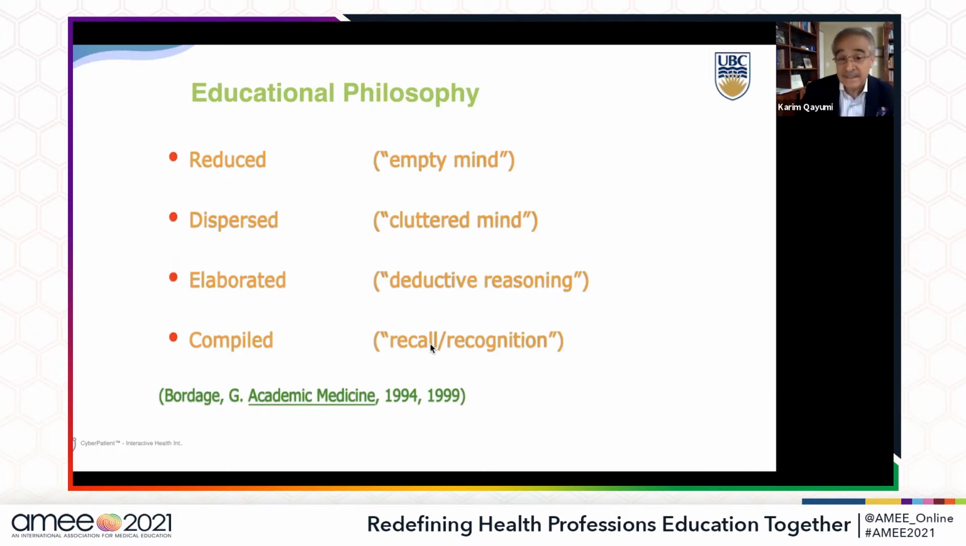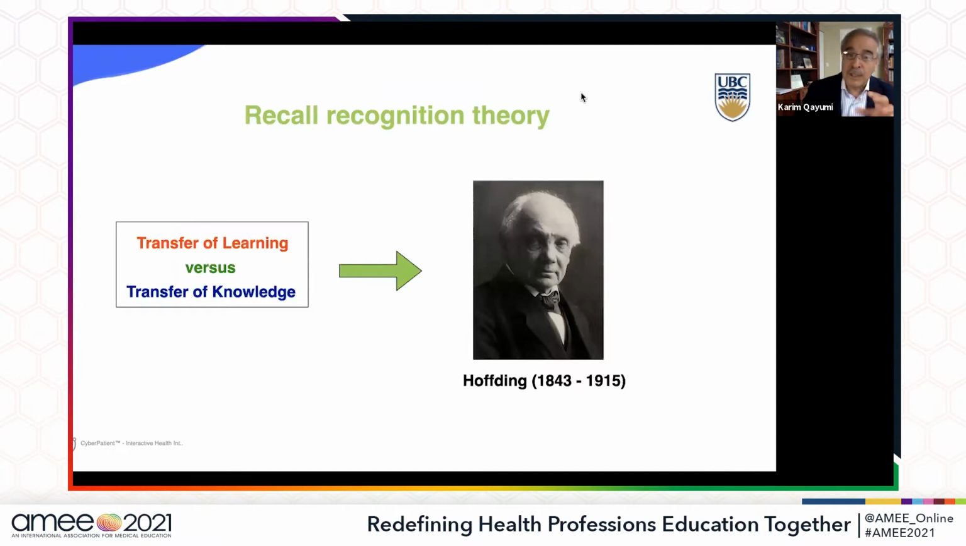recognition, memory is done. Recall, recognition, memory is based on Hofding's theory of transfer of learning. Now, we have to distinguish that there is a difference between transfer of learning and transfer of knowledge. Transfer of knowledge is from one person to another person, like I'm talking to you now, I'm learning from you, you're learning from me. Transfer of learning, on the other hand, is from the same individual to the same individual, and how our prior experience or encounter affects our present or future experiences.